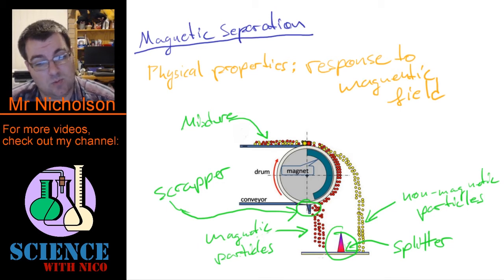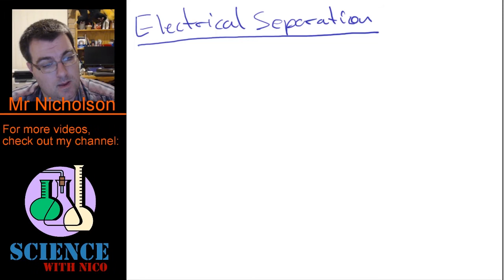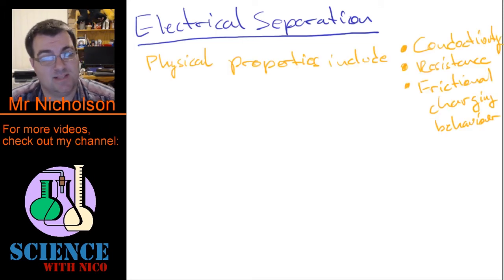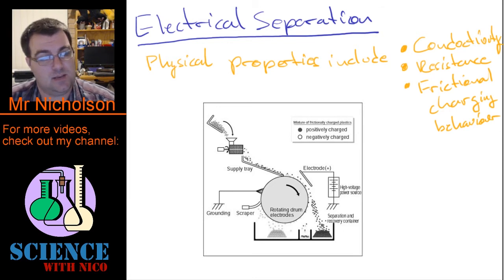It's a really elegant and simple technique, and it's from this magnetic separation that our next technique was developed, and that is electrical separation. This relies on a number of physical properties depending on the exact nature of how you're separating the dry mixture of particles. For example, you can separate a mixture of particles if there's a difference in conductivity. You can do it if there's a difference in resistance of the particulate materials. And of course, if you have materials that charge differently on the basis of friction charging, you can also separate this.